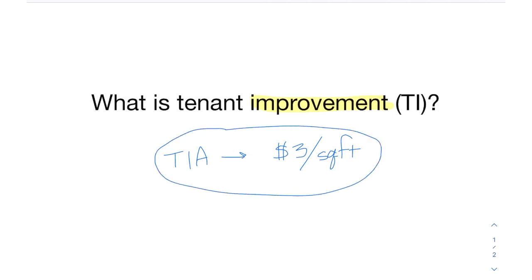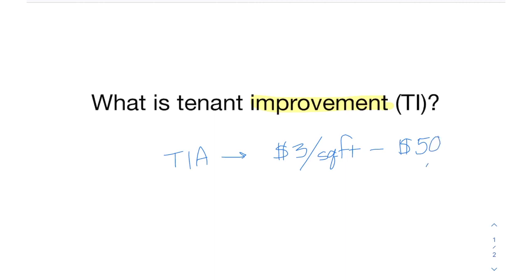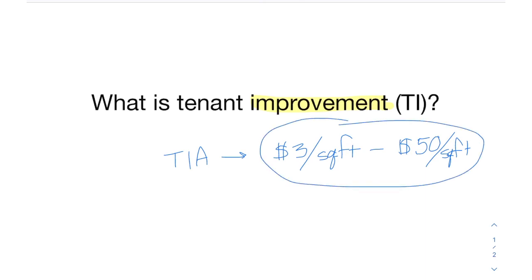So think of TIA as a wide range of values per square foot. You might see something all the way up to $50 per square foot. It's not unheard of, but that range of value that you're going to have in terms of what that tenant improvement allowance looks like is going to really depend on the property and a lot of times the length of the lease. So again, when it comes to tenant improvement, this should be something that factors into negotiations and the kinds of conversations that you want to have.